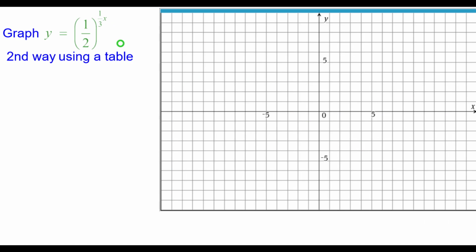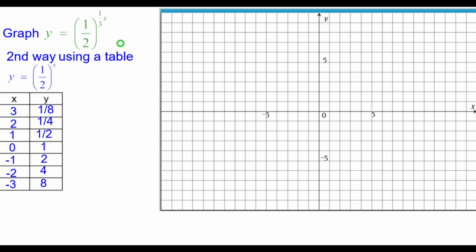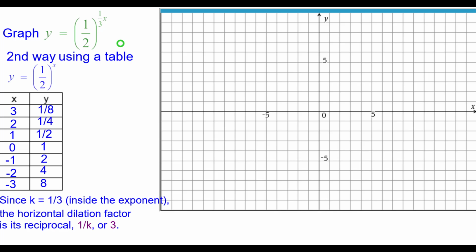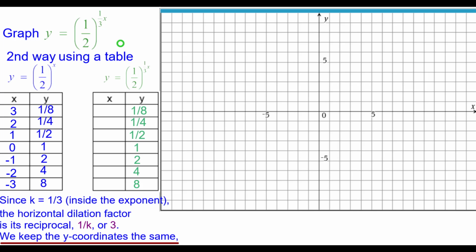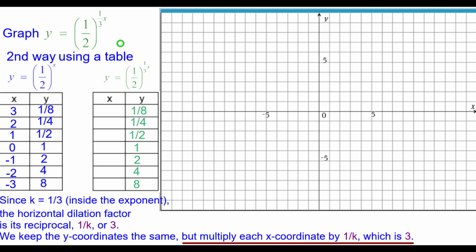Second way, using a table. Here's our normal y equals 1/2 to the x values in a table. Since k is equal to 1/3 inside that exponent, the horizontal dilation factor is its reciprocal, which is 3. Remember that we keep the y coordinates the same, but we multiply each x coordinate by the reciprocal of k, which again is 3. 3 times 3 is 9, so 9, 1/8. 3 times 2 is 6, 6, 1/4. 3 times 1 is 3, 3, 1/2.